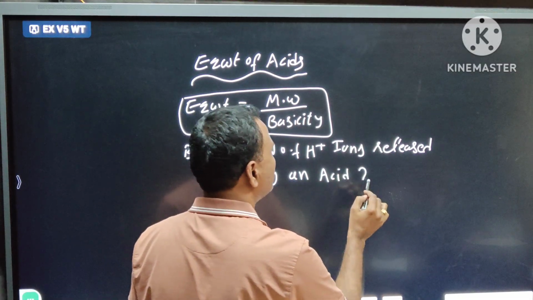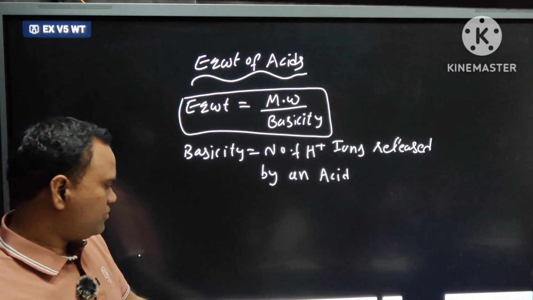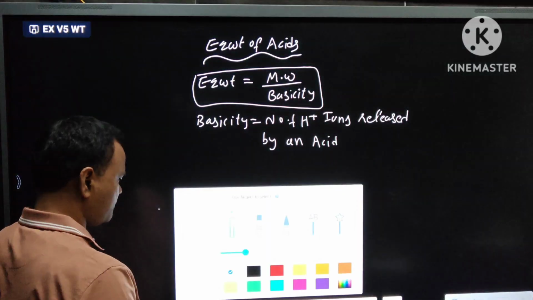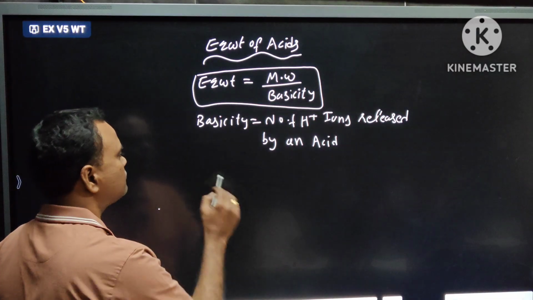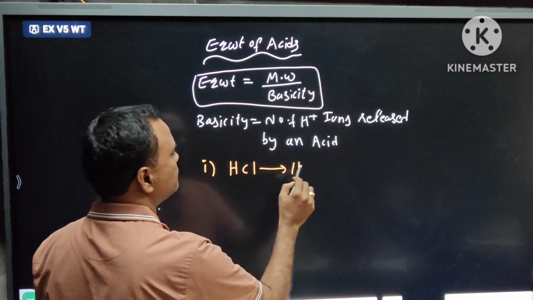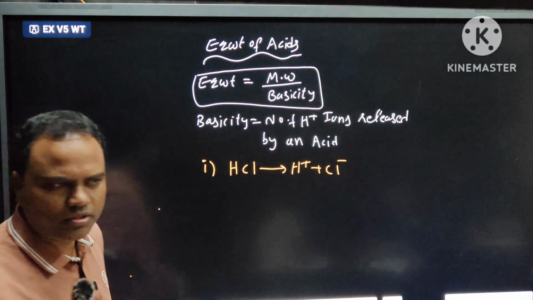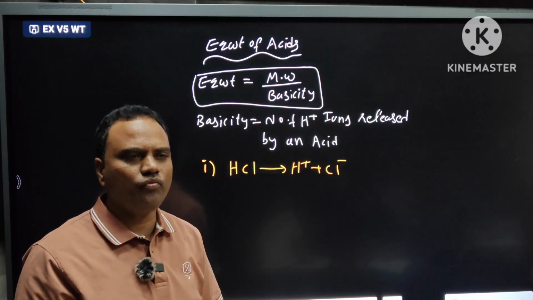How to know how many H plus ions will be released by the acid? Basic equations like dissociation of acids. If you know the dissociation of acids, then you can find the number of H plus ions. See, HCl dissociates into H plus and Cl minus. How many H plus ions are coming? 1. So basicity is 1.